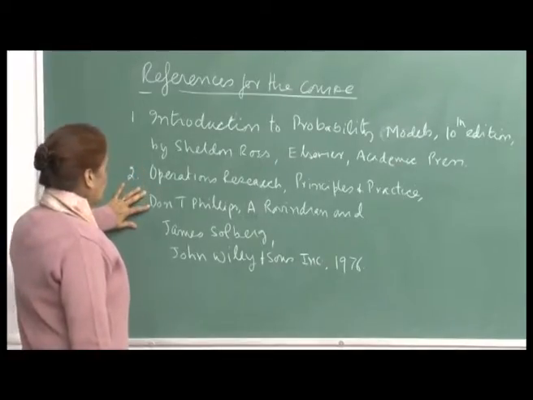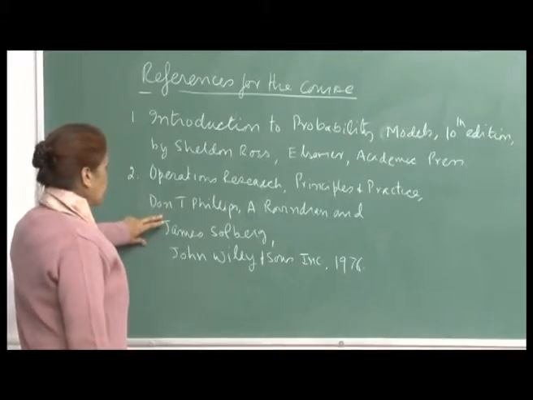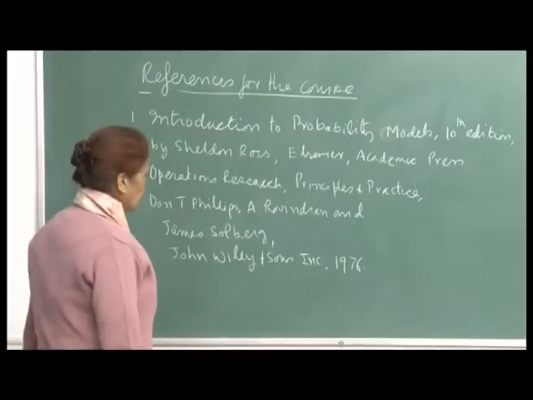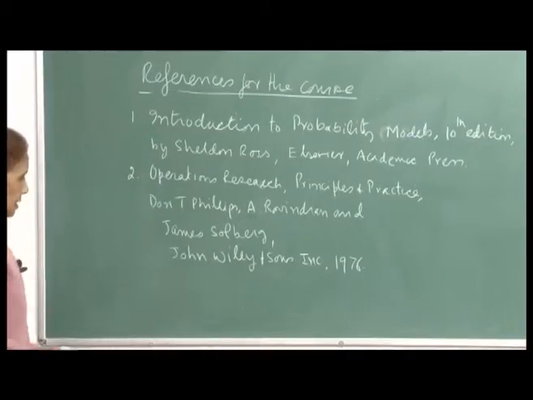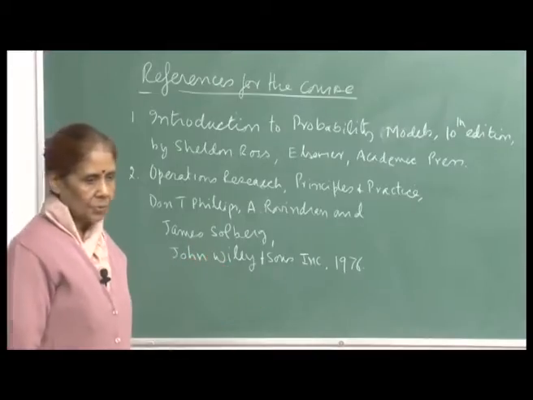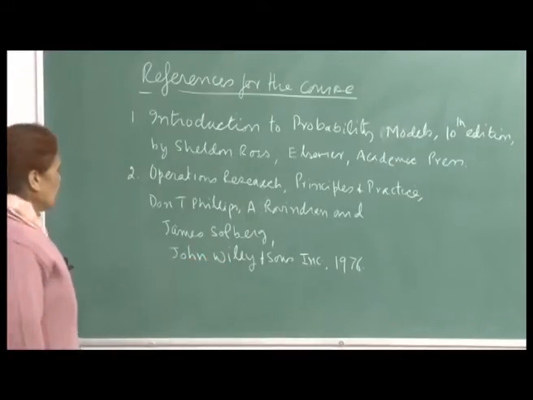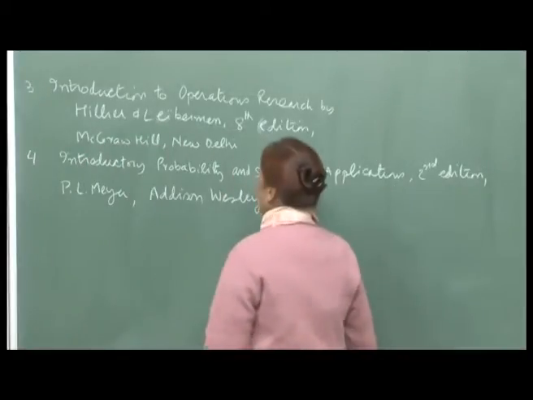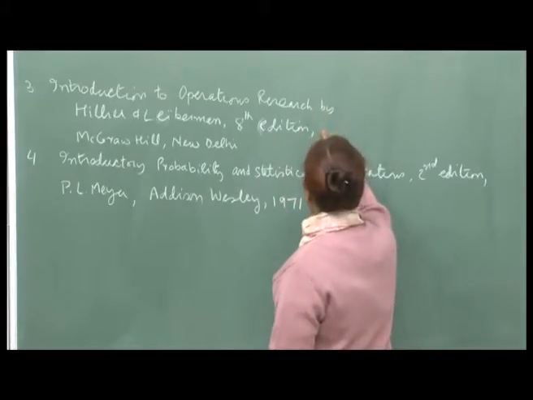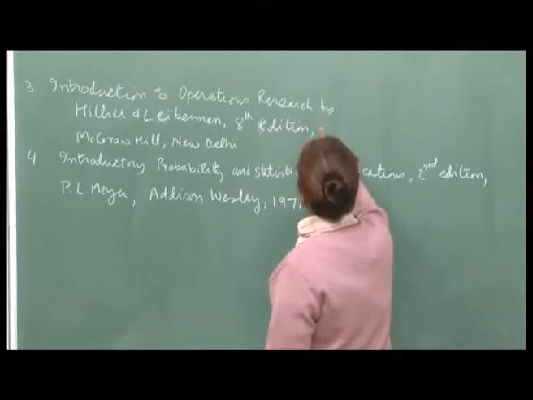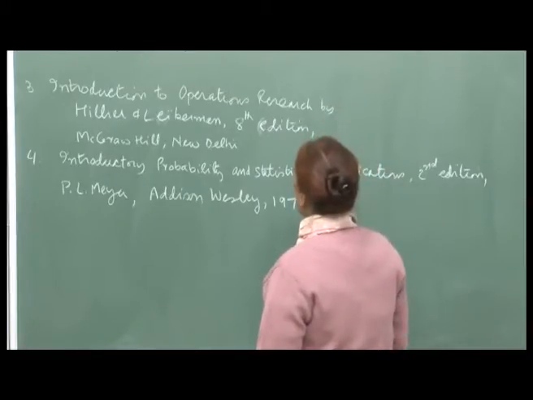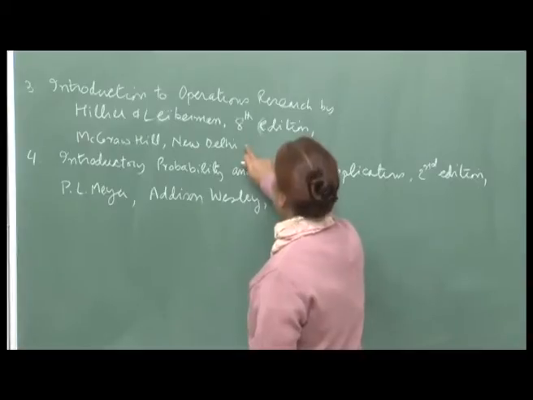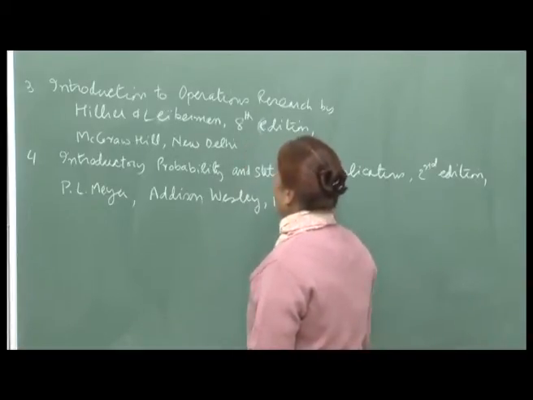Operations Research, Principle and Practice, Don T. Phillips, A. Ravindran and James Solberg. This is a 76 book, but some topics have been treated very well, so I have used a lot of examples from here, and whenever I use figures I have referred to that part also. Then Introduction to Operations Research by Hillier and Lieberman, 8th edition, McGraw-Hill. I do not remember the edition for this particular year, but this has been coming out with new editions. So, no problem, and this is McGraw-Hill, so a cheap edition should be available easily.